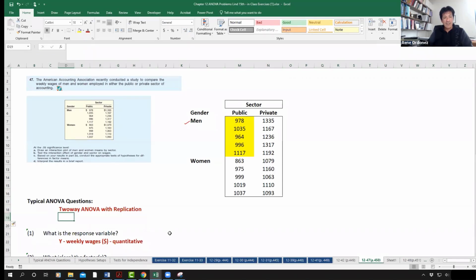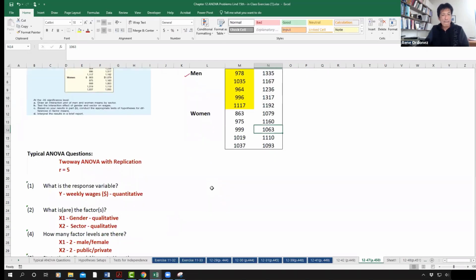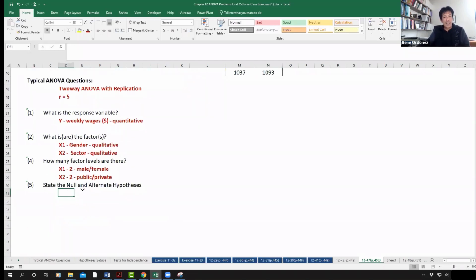And R, the number of replicates, is equal to 5. Okay, 5 observations in each cell. By the way, the number of replicates in each of these 4 cells must be the same. So the null hypothesis, gender.